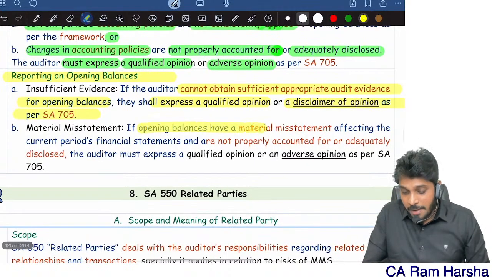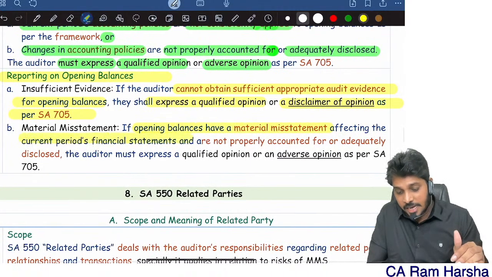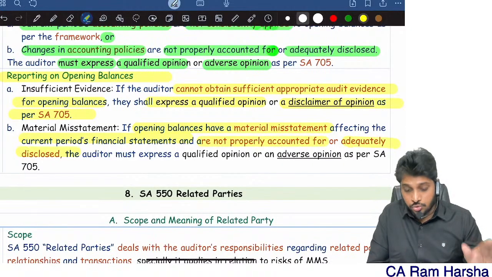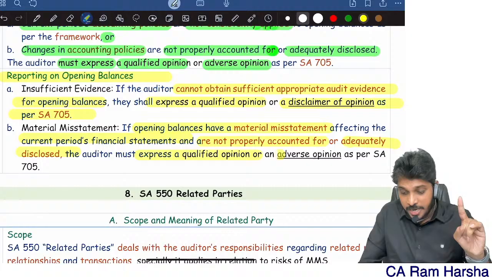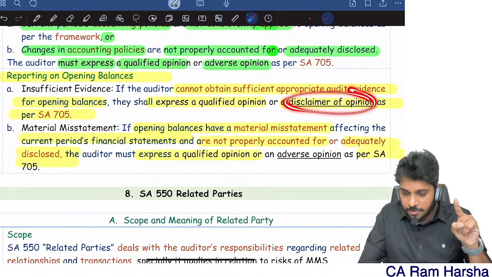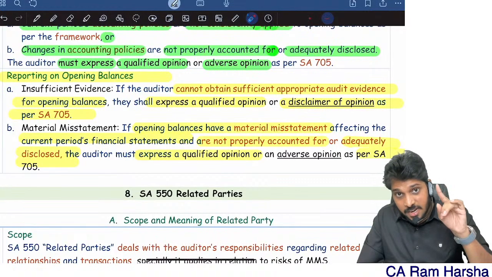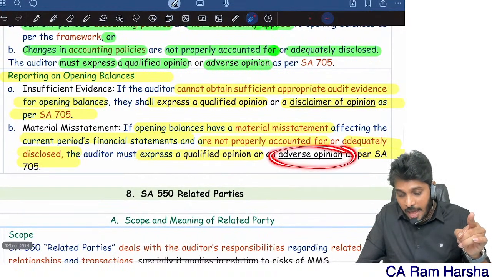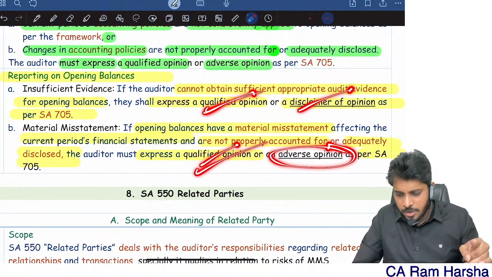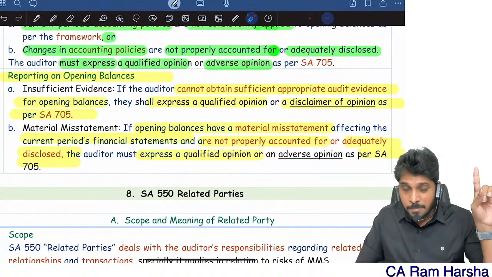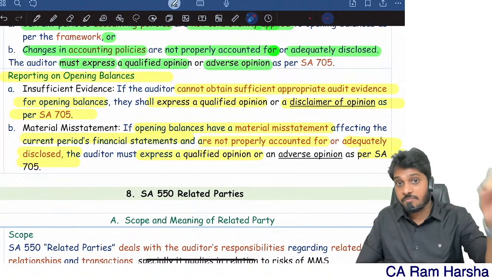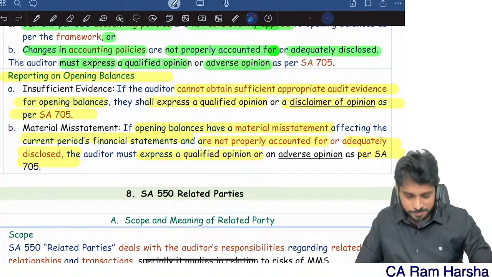Suppose opening balances are materially misstated, which is affecting current period financial statements, and they are not properly accounted for or not adequately disclosed, the auditor must express a qualified opinion or adverse opinion, as the case may be. If you are unable to obtain evidence, disclaimer of opinion. If you have evidence that they are materially misstated in the current period, adverse opinion, worst scenario. Either qualified or adverse. In part 1 revision of audit reporting, I told where qualified opinion will come, where adverse opinion will come, where disclaimer will come, I clearly told.